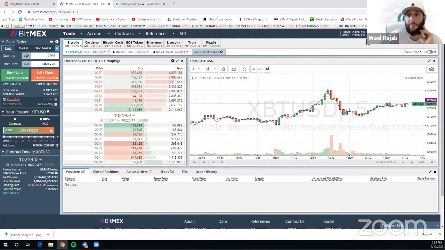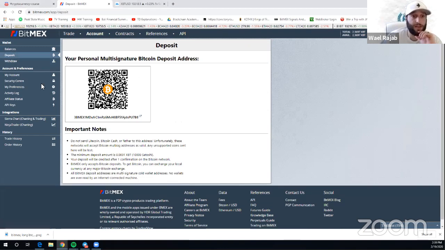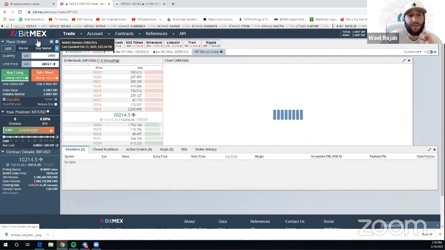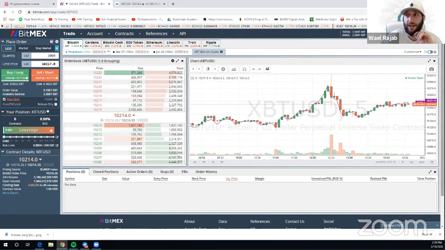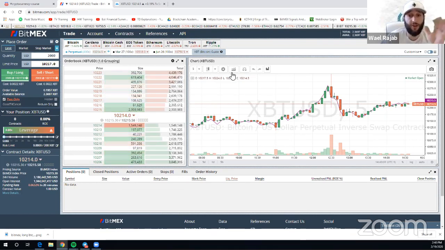So let's start with the basics. You have your account up there. You have your Bitcoins here. You can go to deposit, withdraw, my account. I would go to Security Center, and I'd definitely put some form of security: two-factor authenticator, YubiKey. YubiKey is what I would recommend. So after you've done that, you have your account.